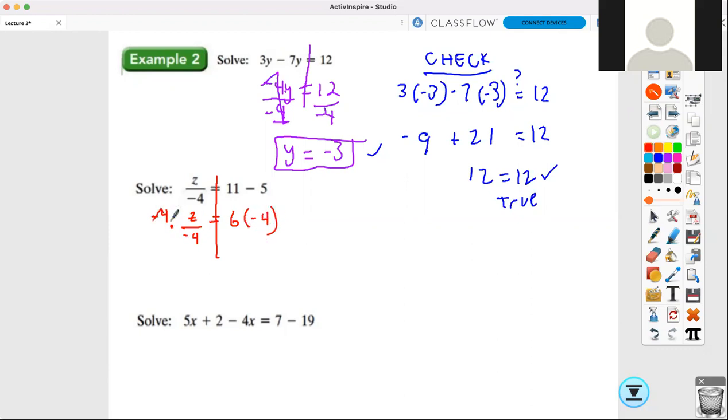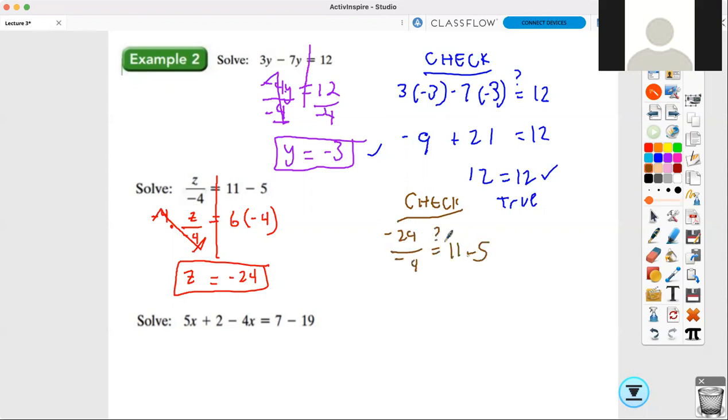So then this becomes a 1, right? The -4 cancels, so that's a z. 6 times -4 is -24. And then we go ahead and check it out. So then two negatives become a positive, and then 24 divided by 4 is 6, equals 6, which is true. So we're good with the second example.